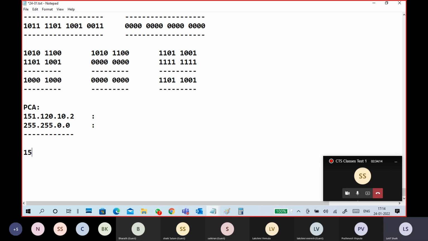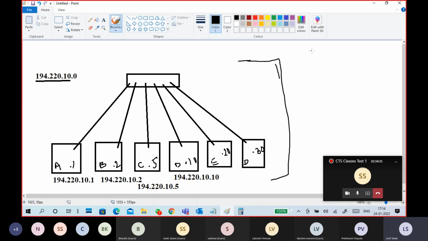So I have to convert my IP address into binary, and this one also into binary. People who are new to the binary part, I will tell how to convert into binary also. This is my 151. Converting into binary is very simple. Take 128, 64, 32, 16, 8, 4, 2, 1. It is a direct binary conversion.